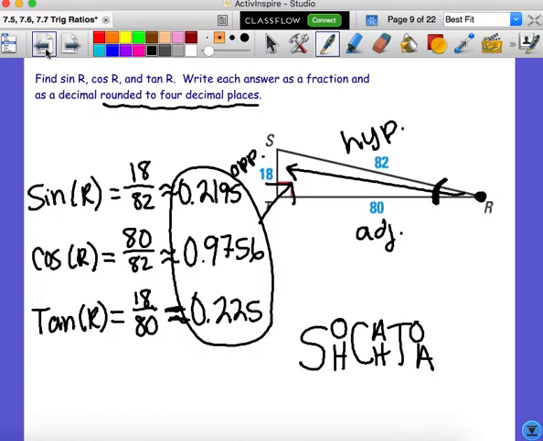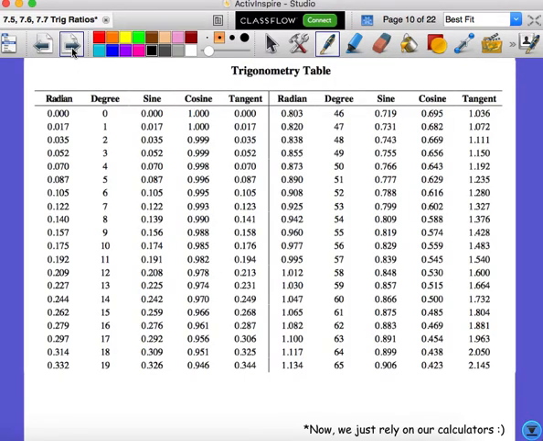So if I look back here, my tangent was an exact 0.225. So I'm going to look at the tangent column, which I have some here and some here, and I'm going to find 0.225. And if you notice, that's in between these two numbers, which would tell me that my degree is between 12 and 13 degrees for that angle.